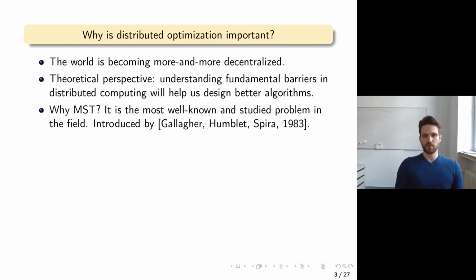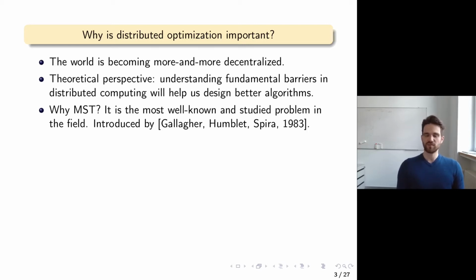Now, why do we care about the minimum spanning tree problem and not some other problem in this area? Well, the minimum spanning tree problem has been studied to death in the centralized setting for more than 100 years. We think we know basically everything there is to know about the problem. And likewise, it is the most well-known and well-studied problem in the distributed area too. It was introduced by Gallager, Humblet, and Spira in 1983.